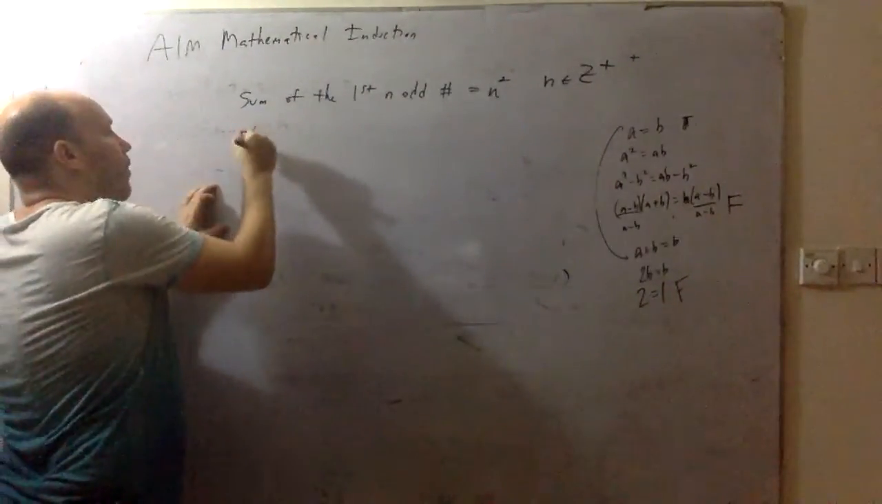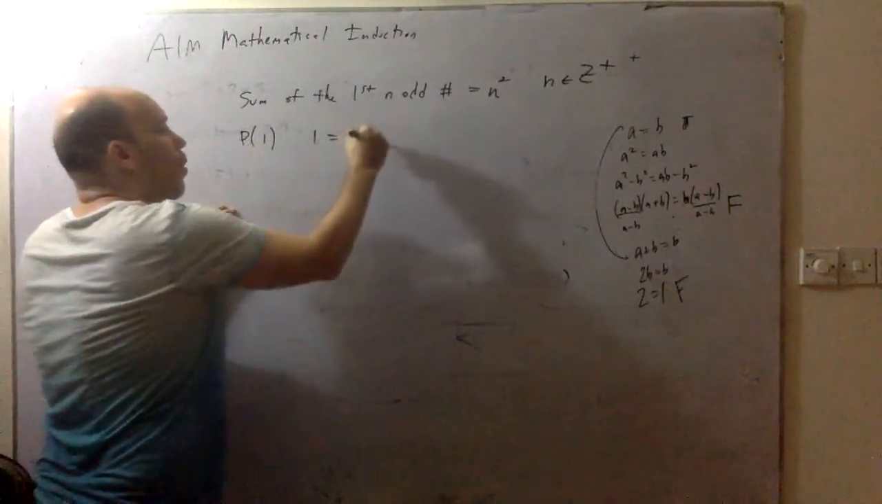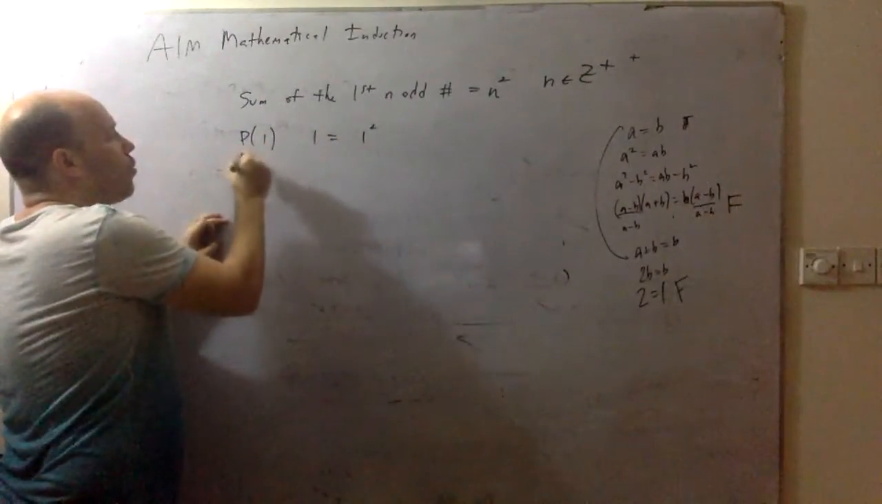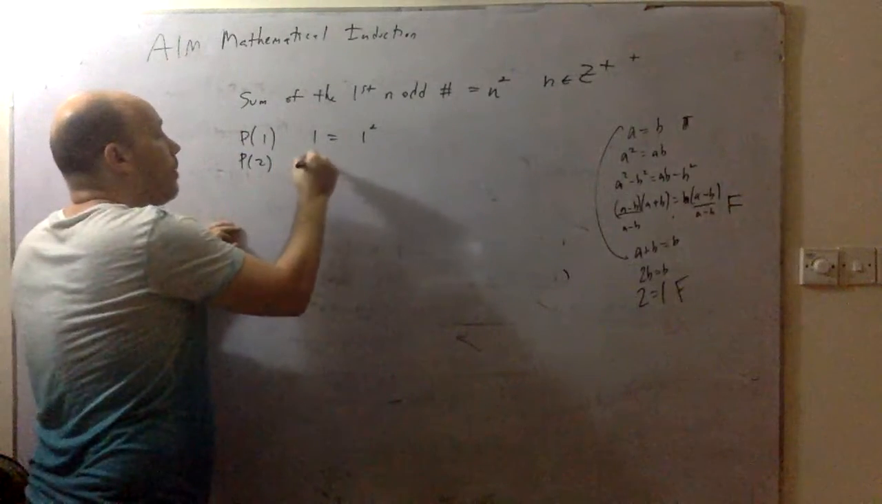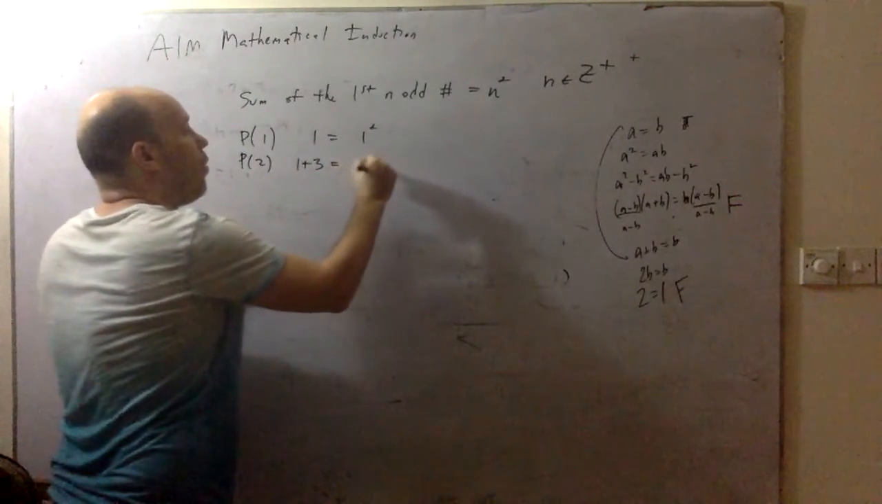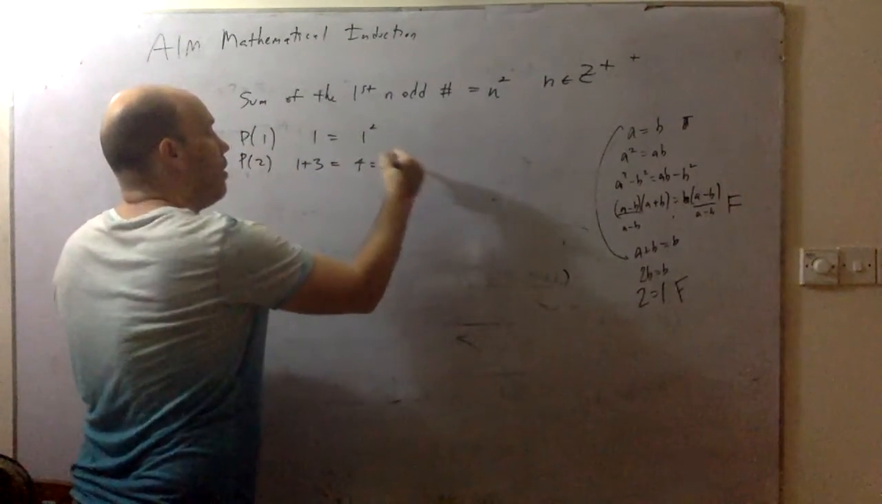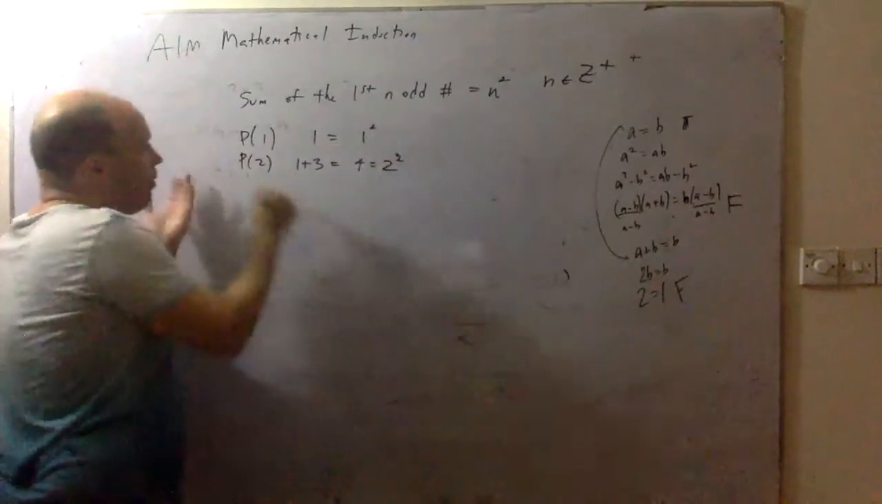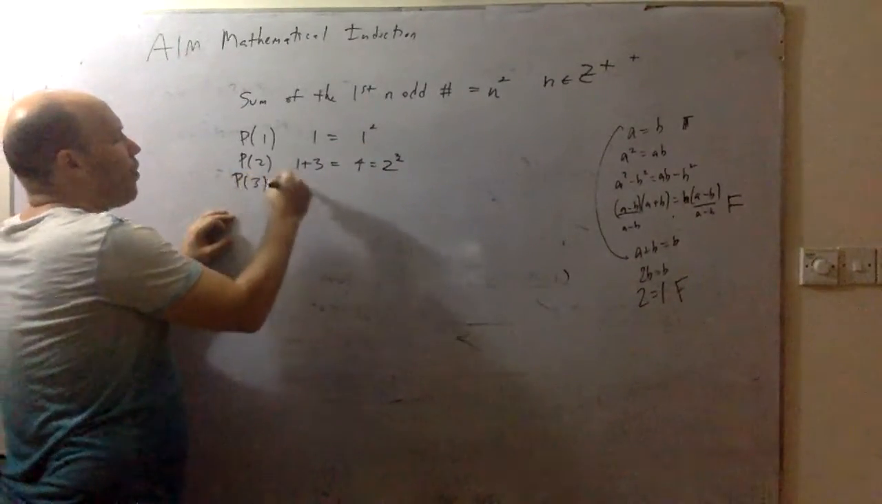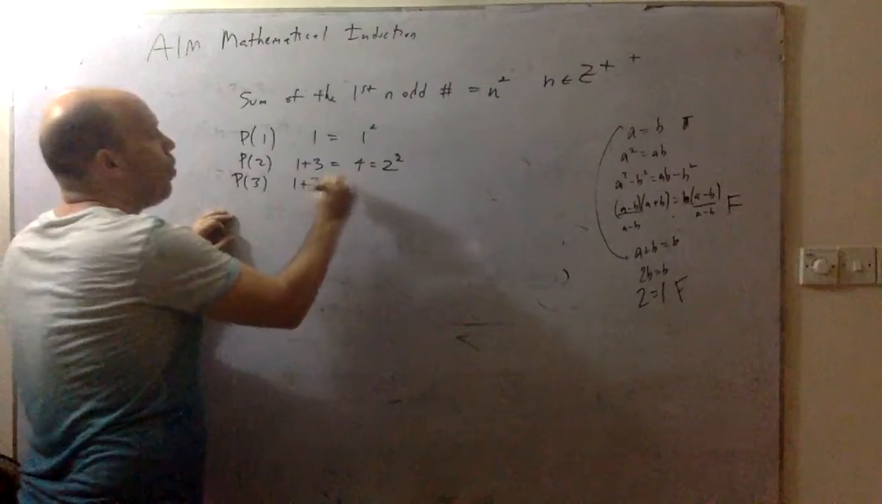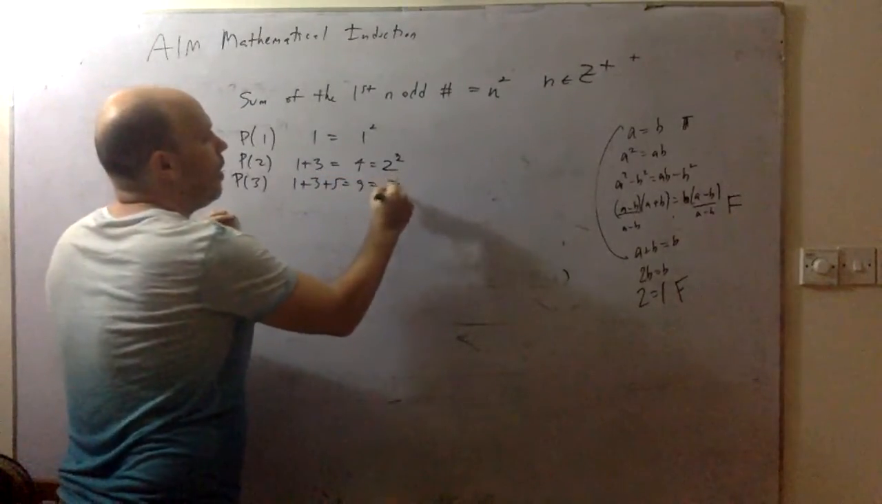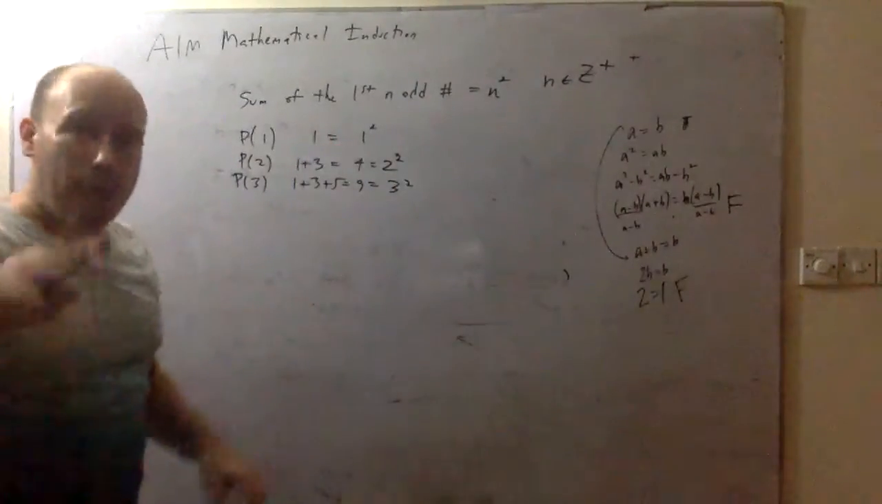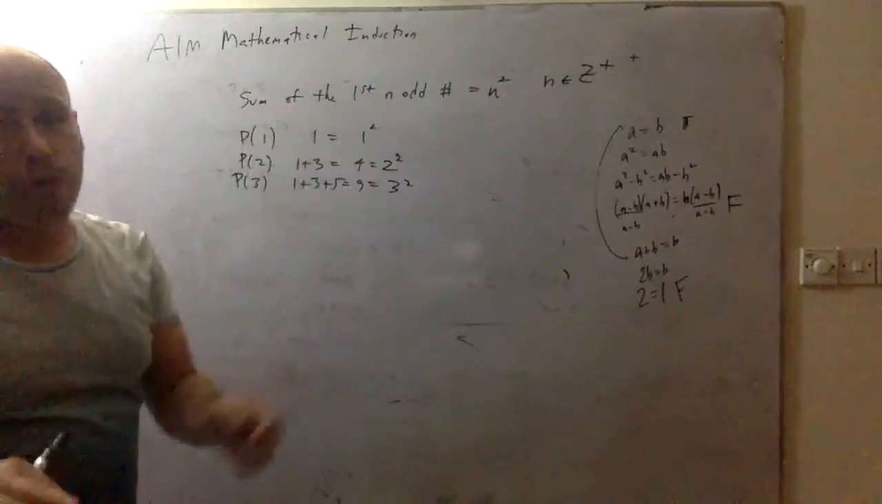So we know that the first one works. 1 equals 1 squared. We tried a couple of them. 1 plus 3 equals 4, which is 2 squared. Good, and you can do 3 if you want. You only need to do 1. So we know that 1 works.